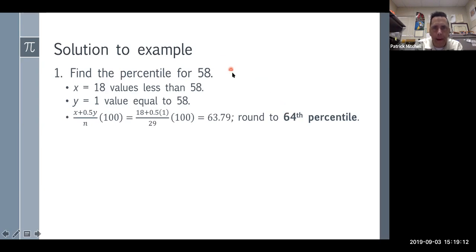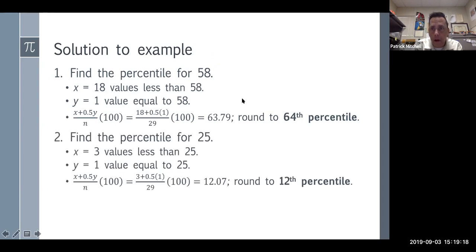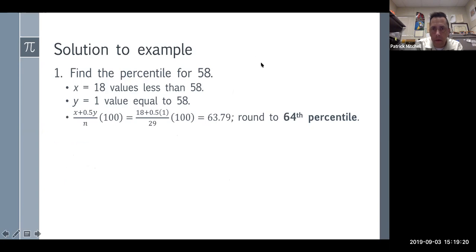So the next example is the percentile for 25. Whoops, I was going to, well, you know what? Pause the video and try 25. Okay. All right, now we'll look at that.